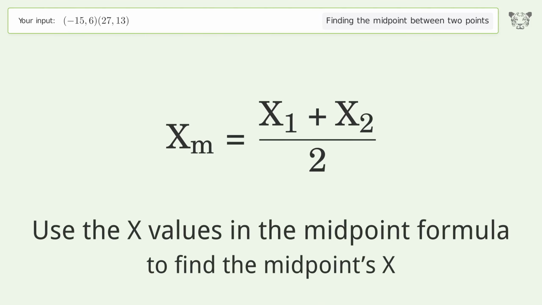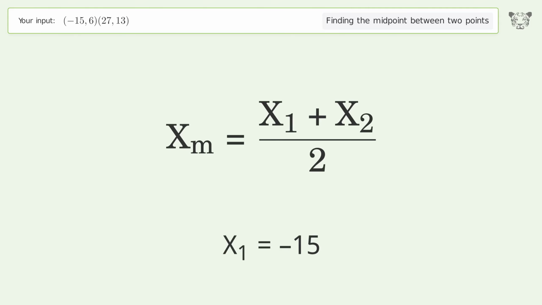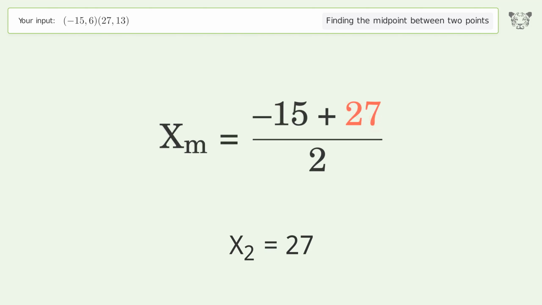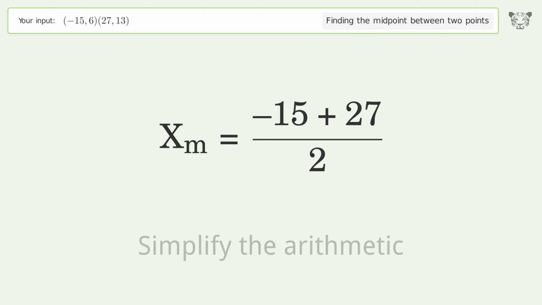Use the x values in the midpoint formula to find the midpoint's x. x1 equals -15. x2 equals 27. Simplify the arithmetic.